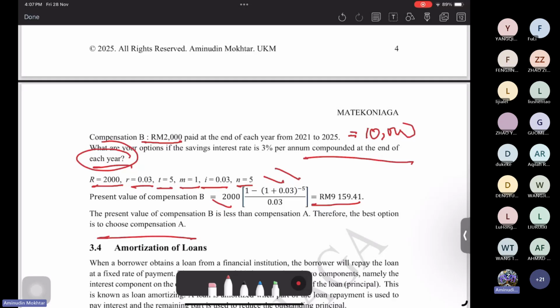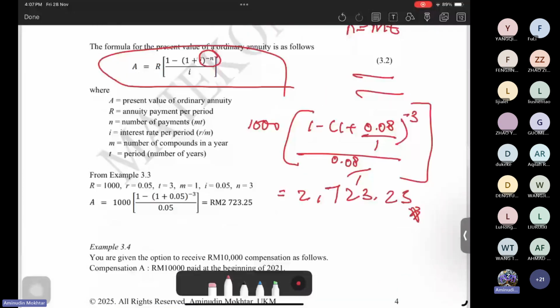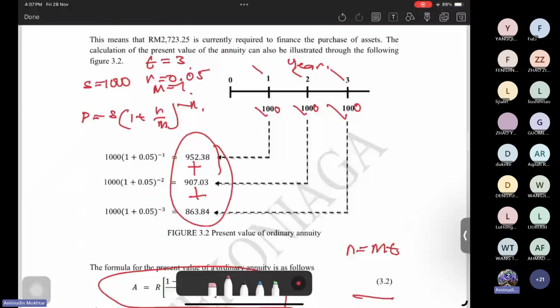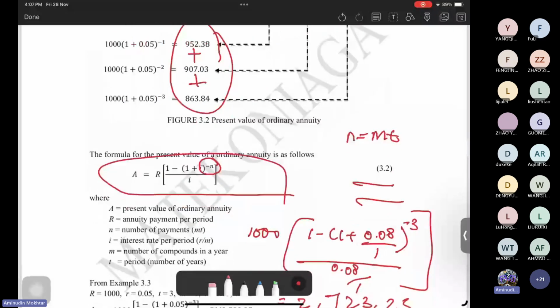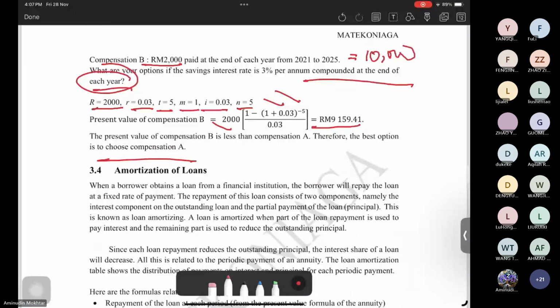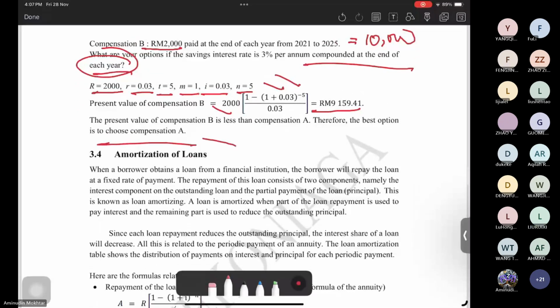That's the example for present value of annuity. Any questions so far? Now we have the future value formula 3.1 and the present value formula 3.2. Any question? No question, doctor. Okay, no question. I hope you can follow me.